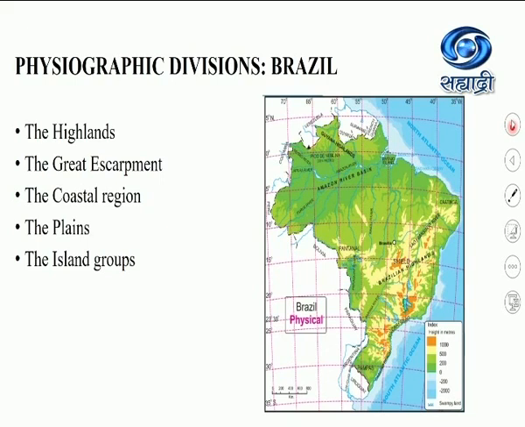the island groups. So somewhat like Indian physiographic divisions, even in Brazil you will find somewhere there are highlands, somewhere there is a great escarpment, there are coastal regions, there are plains and there are certain island groups. So this becomes the physiographic divisions of Brazil. Let us study one by one.